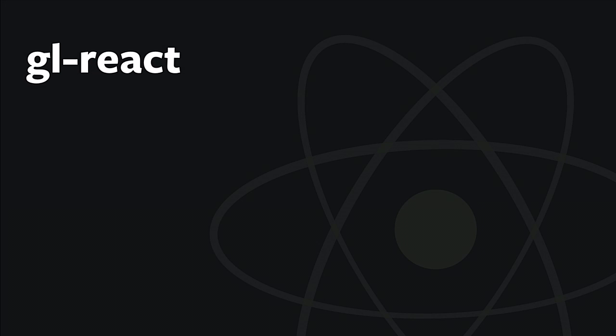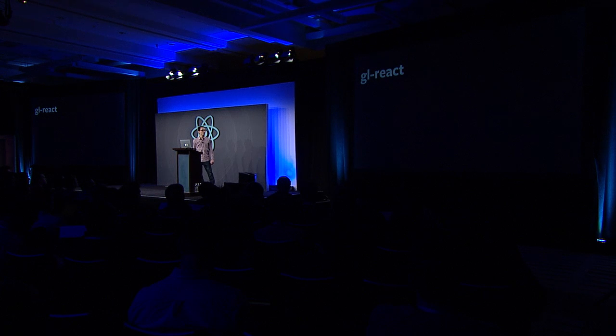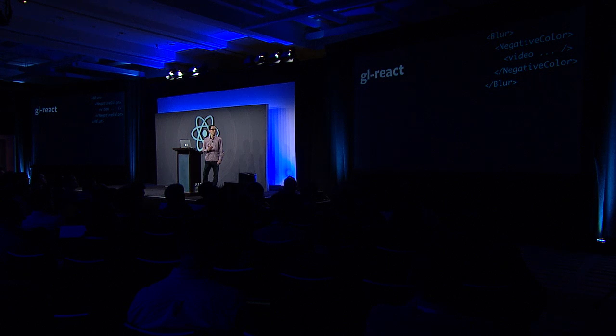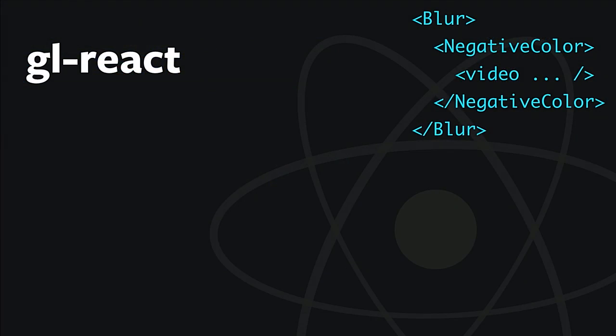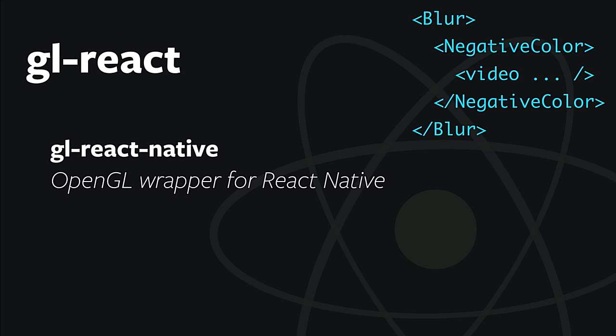But let's see GL React. Basically, you can express using React components a blur, for instance, a blur over video with some negative color. You can compose. We all know how to use React, how to compose components. So we wanted to be able to do that over a video, over an image, over whatever. So composition.